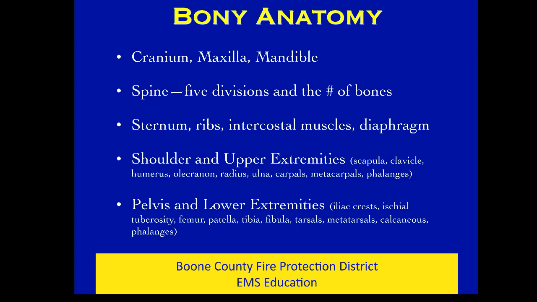You should be able to find the sternum. I don't really care about the manubrium, which is the superior aspect of the sternum, so we're just going with sternum. Ribs, know how many ribs there are. Intercostal muscles, the muscles in between the ribs, and understand where the diaphragm is located and what its main function is. On the shoulder and upper extremities, we're looking for scapula, clavicle, humerus, olecranon, which is your elbow, the radius, and the ulna, and you can tell which one you're touching, the radius on the thumb side. Carpals, metacarpals, and phalanges. You'll also notice in the lower extremities, your toes are also called phalanges. So your fingers are phalanges and so are your toes.